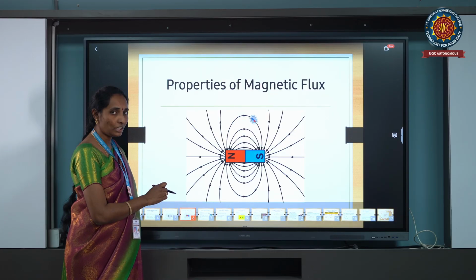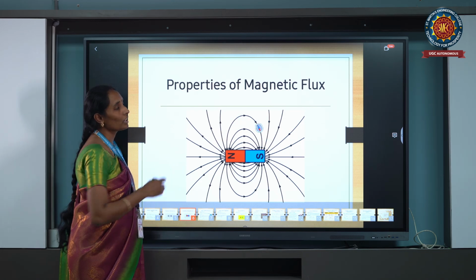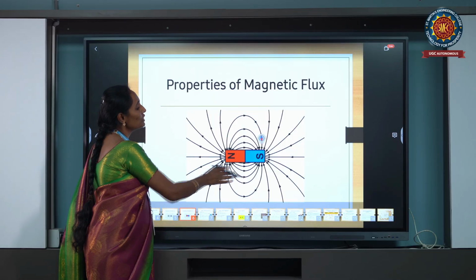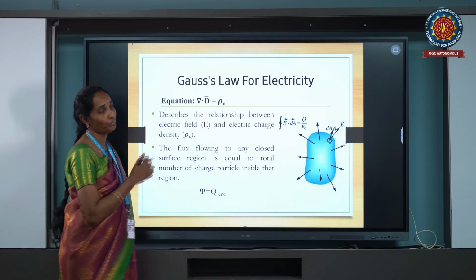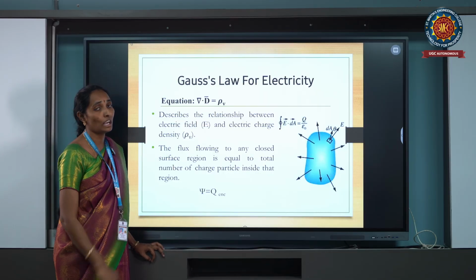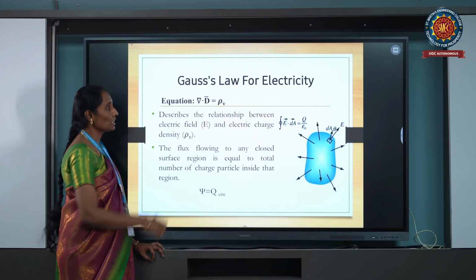So based on that, Maxwell derived the two Maxwell equations according to the property of electrical flux and magnetic flux. After that, you go through the Maxwell equations one by one. The first Maxwell equation is del dot D bar is equal to rho v. So what is the Gauss law?